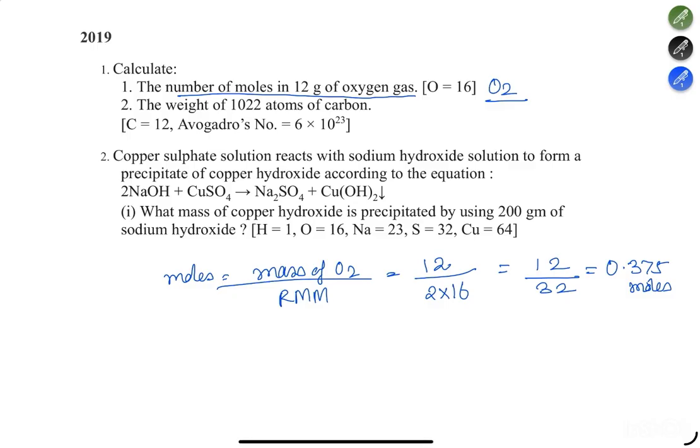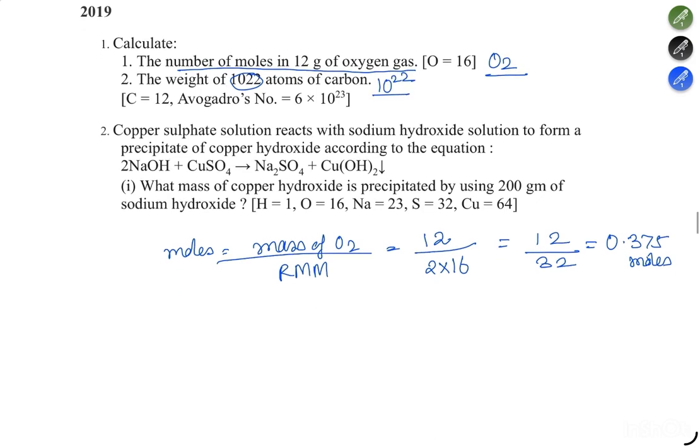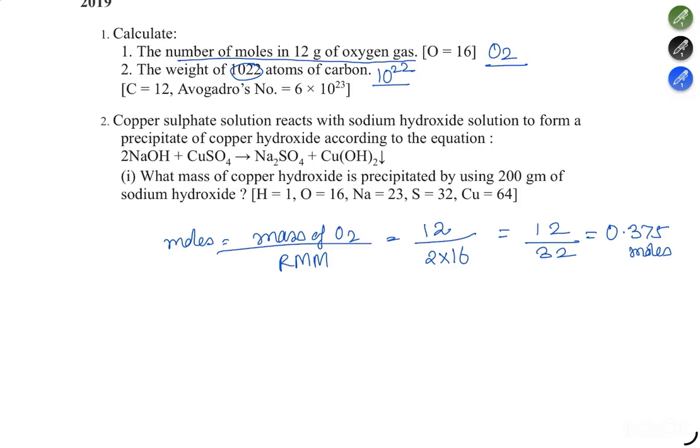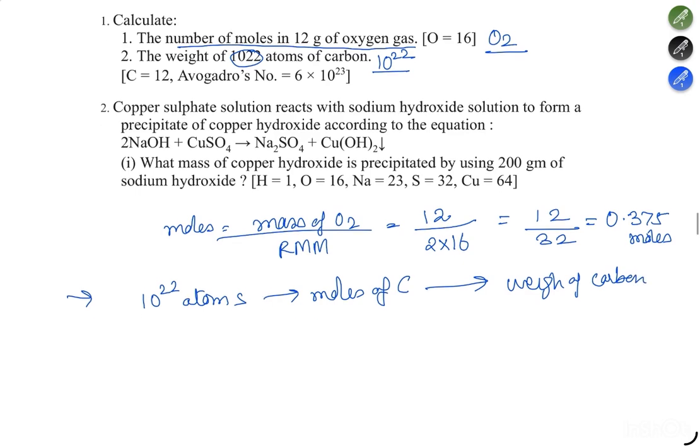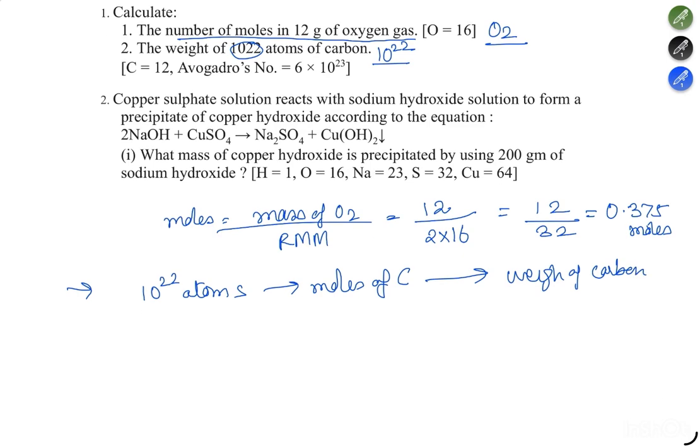The weight of 10 raised to the power 22, not 1022, atoms of carbon. So we have to calculate the moles in 10 raised to the power 22 carbon atoms, and then we can find out the weight of the carbon, or we can do it in one step. So let's do both the ways. First we will convert the 10 raised to the power 22 atoms to the moles of carbon, and from the moles we can find out the weight of carbon. So this is my route map which I am following stepwise.